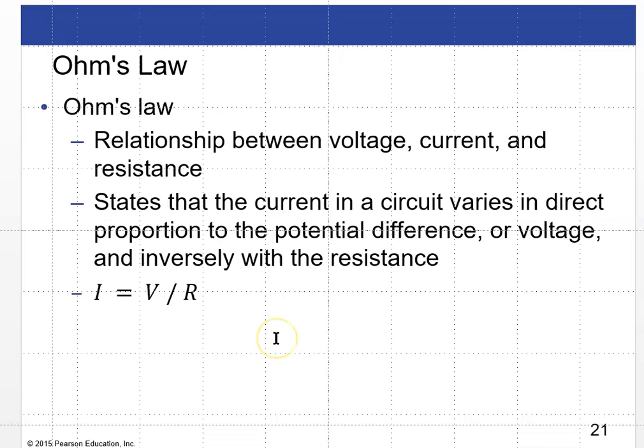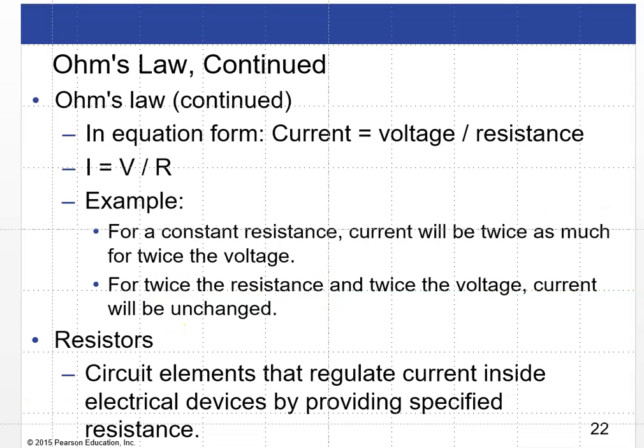Now, Ohm's law states the relationship between voltage, current, and resistance. It states that the current in a circuit varies in direct proportion to potential difference or voltage and inversely with the resistance. So I equals V over R. For ease of memory, I remember VIR. V equals IR. VIR, just remember that word, VIR. And of course, you can always turn it around and write I equals V over R.